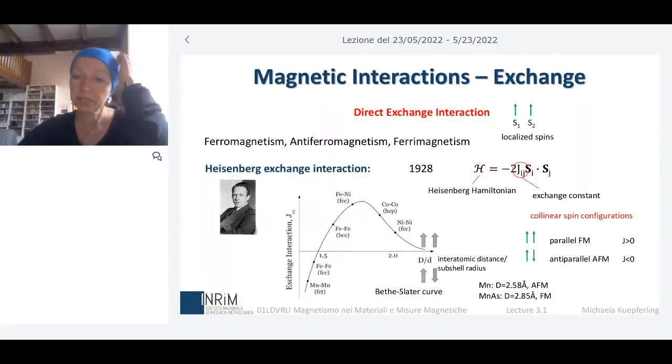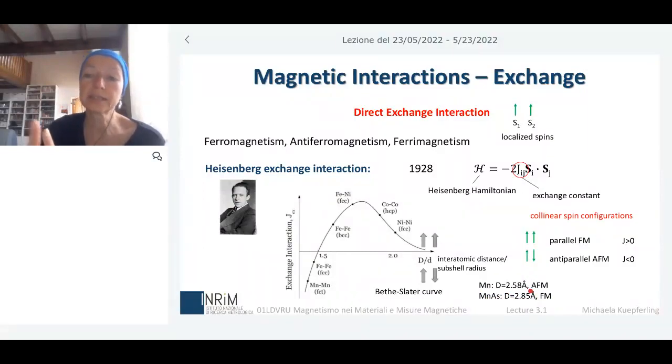The Pauli principle we will see later. As a nice example here, I show you that manganese usually is antiferromagnetic, and this is shown here in the Bethe-Slater curve. But if you add another element like arsenic, then you have manganese arsenide, and you will get a ferromagnetic state because you increase the interatomic distance, and in this way, the spins can again align parallel.